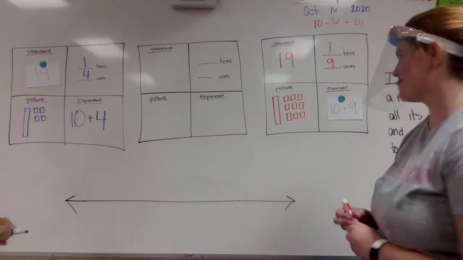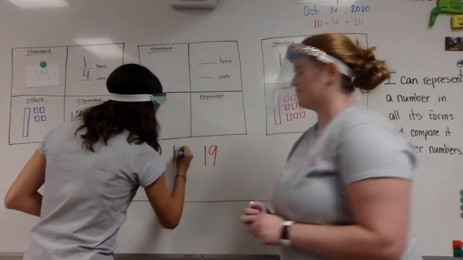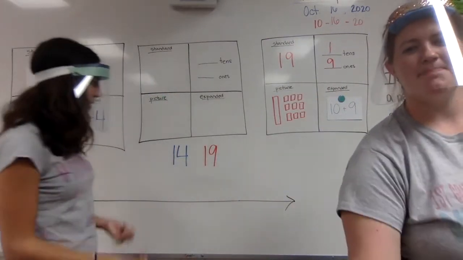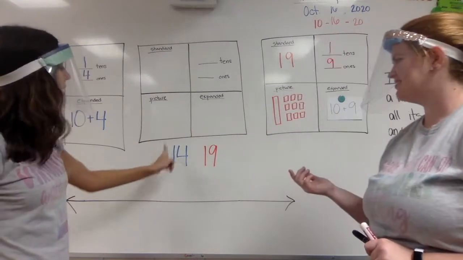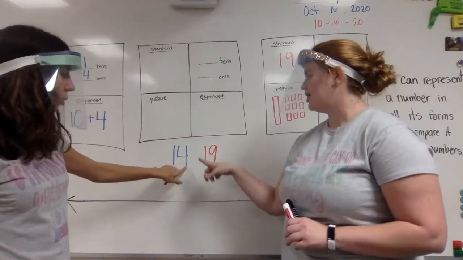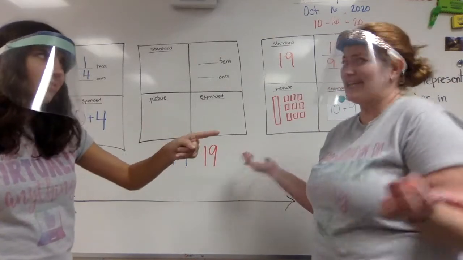Ooh, let's compare these, Miss Lestico. Okay. I have 19. And I have 14. Well, Miss Lime, we both have a 1 in the tens, so now we have to look at the ones place. Okay. So I have 4. And I have 9, which means I think 9 is bigger.